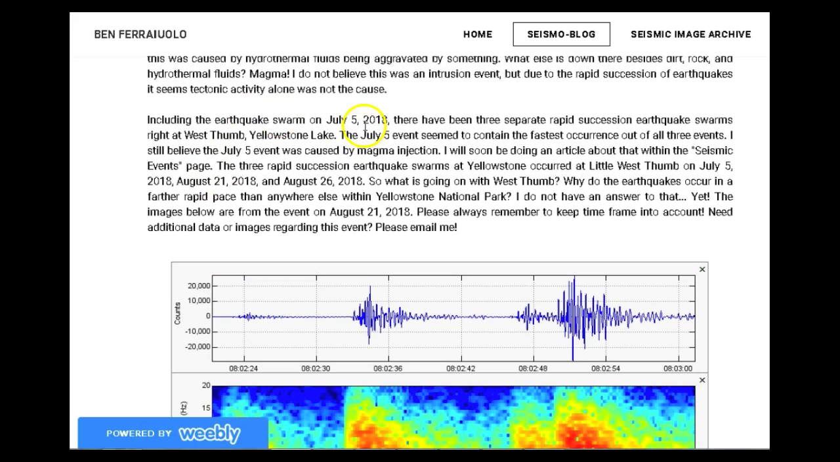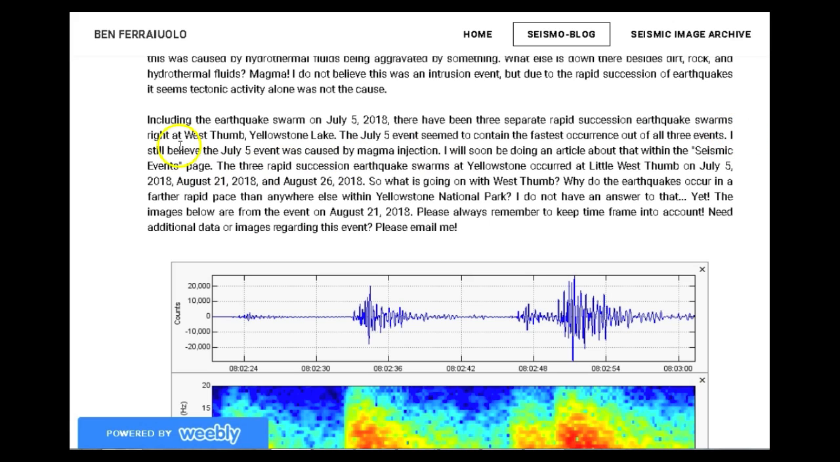Including the earthquake swarm on July 5th, 2018, there have been 3 separate rapid succession earthquake swarms right at West Thumb, Yellowstone Lake, right near the same area. The July 5th event seemed to contain the fastest occurrence out of all 3 events, I believe. I need to go check that back out. I haven't looked at the July 5th event for a good week.